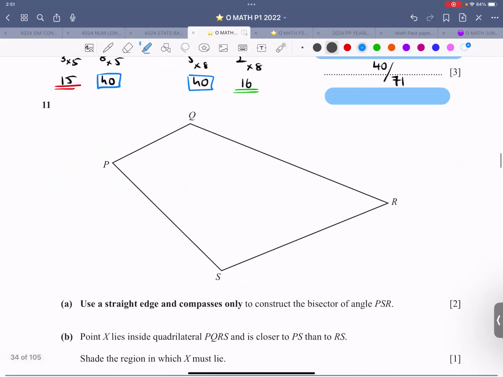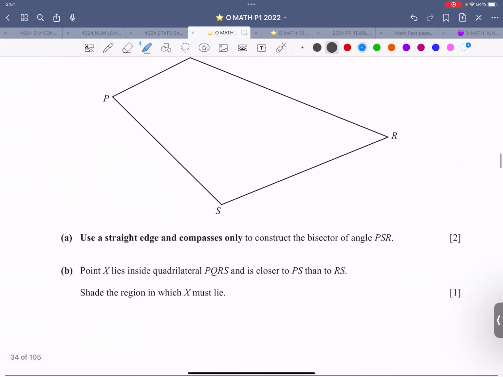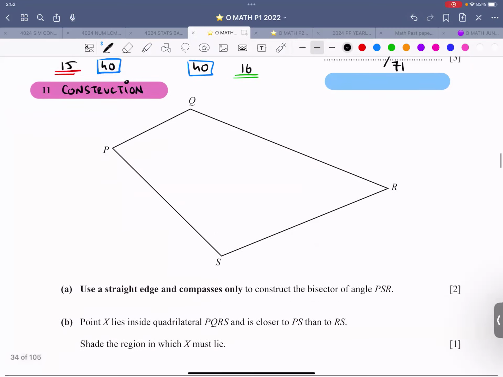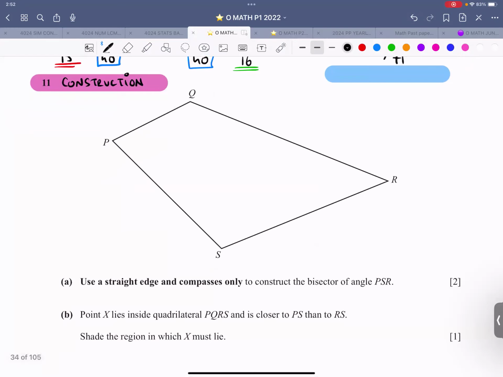Now, question number 11, this is about construction. So question 11 is about construction. So let me write this down. Construction using a compass, a ruler, a protractor if needed. Now it says, using a straight edge and compasses only, construct the bisector of angle PSR. So this is P, this is S, this is R. We need to bisect this.